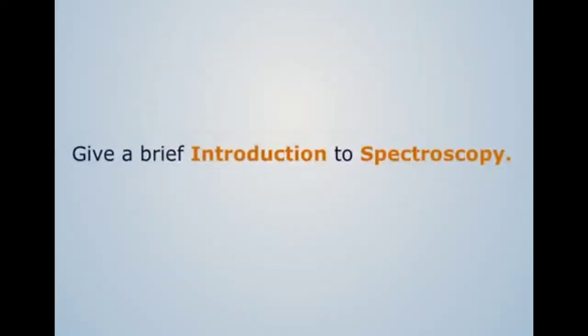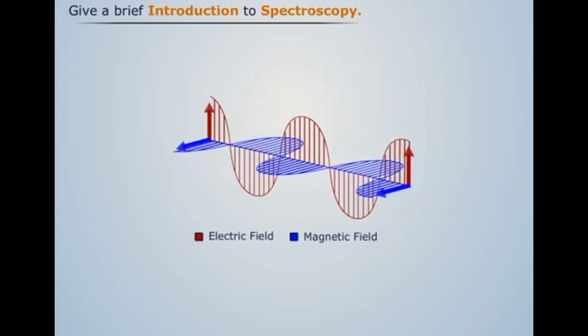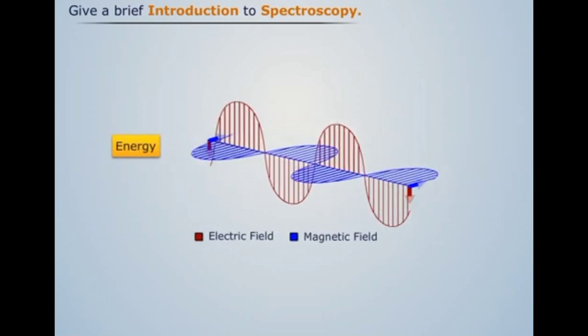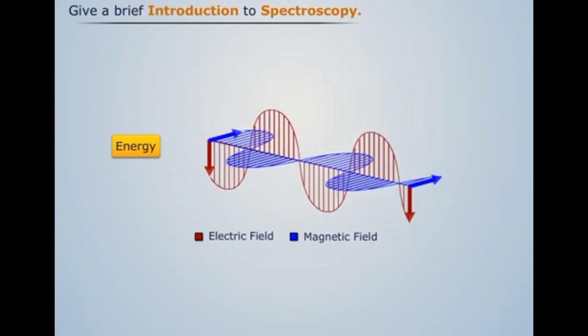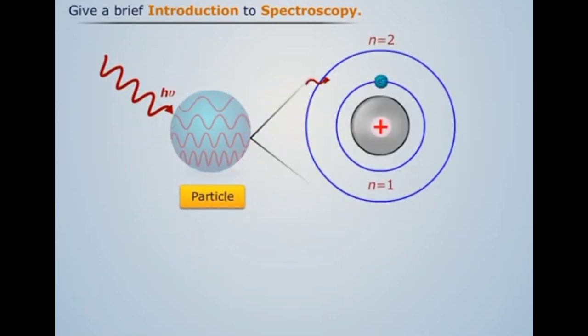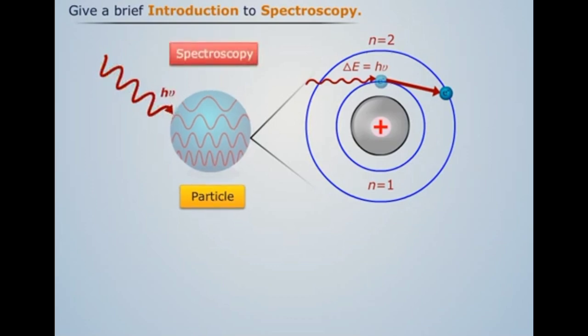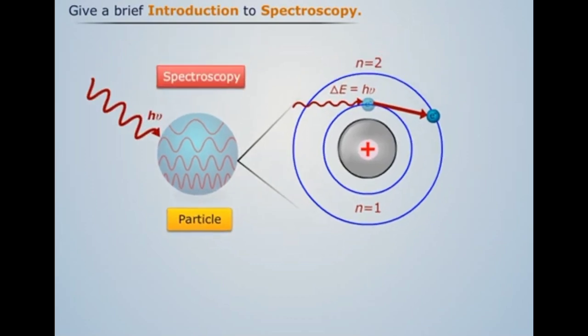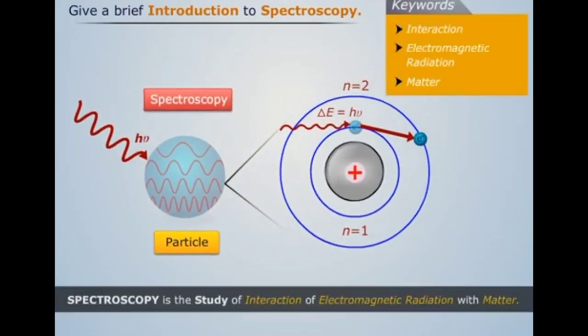Give a brief introduction to spectroscopy. We know that electromagnetic radiations carry energy in waves. So when these energy-carrying waves strike any material particle, they produce some change in the particle. The study of the effects of interaction between electromagnetic radiation and matter is called spectroscopy. Thus, spectroscopy is the study of interaction of electromagnetic radiation with matter.